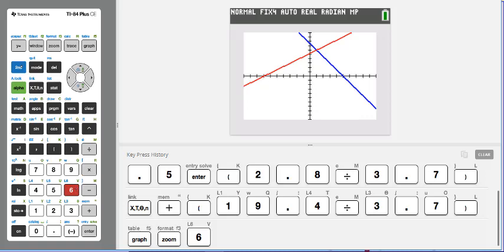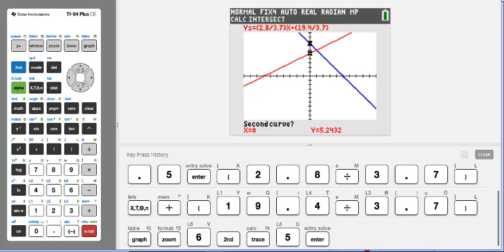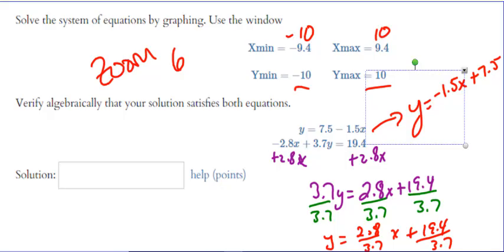And then I'll just hit second, trace, and anytime you have to do any kind of analysis on a graph, it's always second trace. And we want to find the intersection, so that's 5. So enter, enter, enter, and we see that it is at 1, 6. So the solution would be 1, 6. Okay. Now let's look at another one.